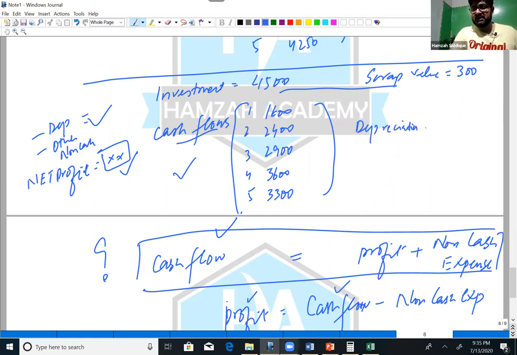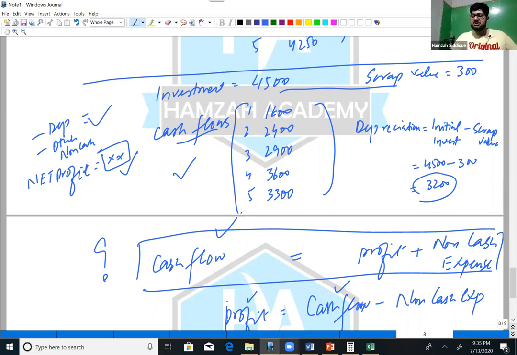How is depreciation calculated? Initial value minus scrap value. So the difference is depreciation. That is 3200. Depreciation. Non-cash expense.